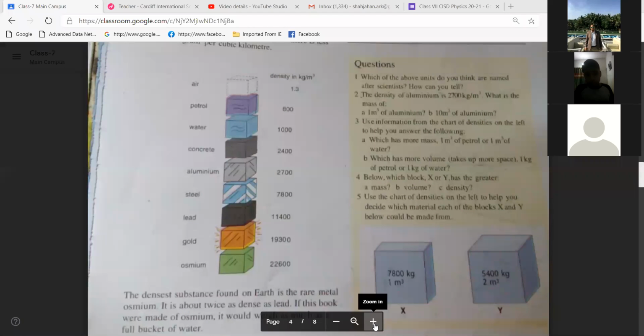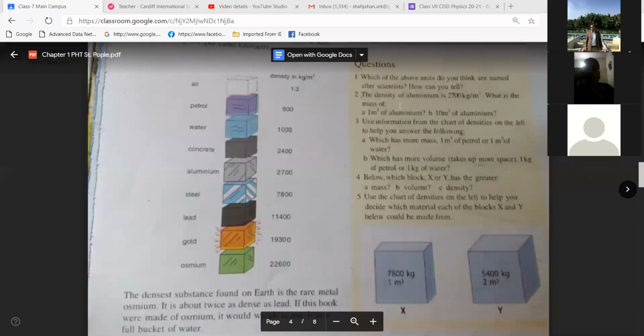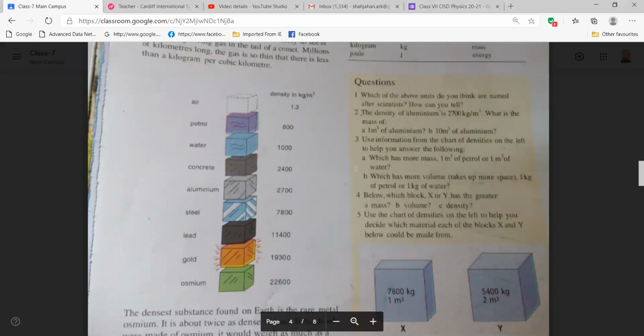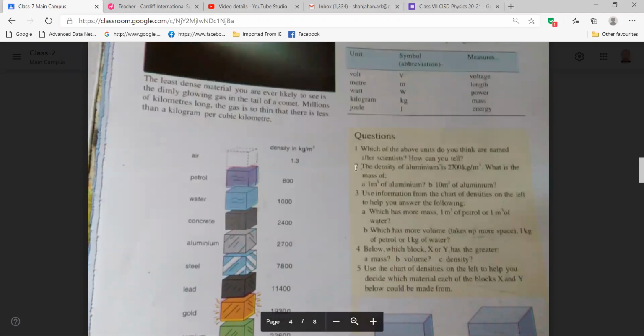Saleha, can you see the question? You can see the screen. Question number 1, section 1.02. Which of the above units do you think are named after scientists? How can you tell? The units are given above, right? So we are going above.